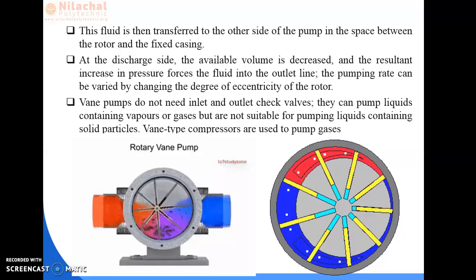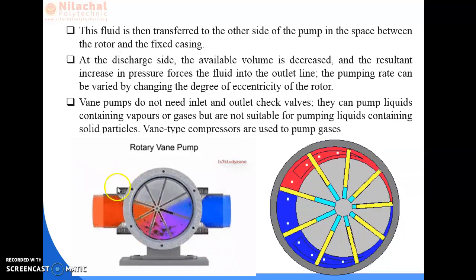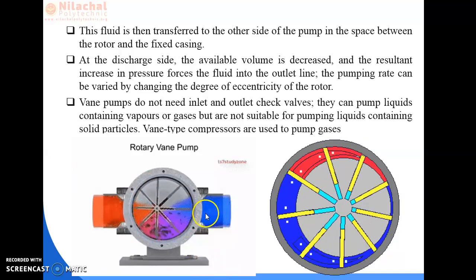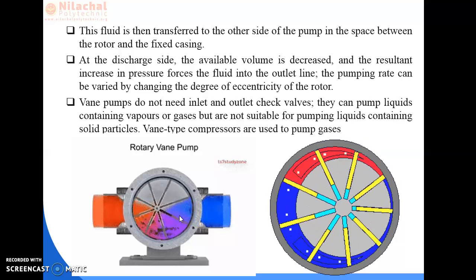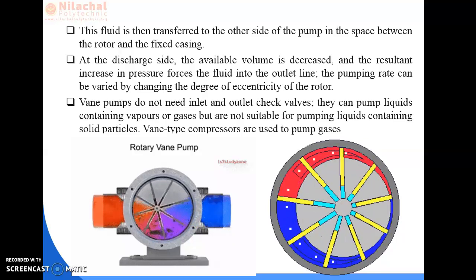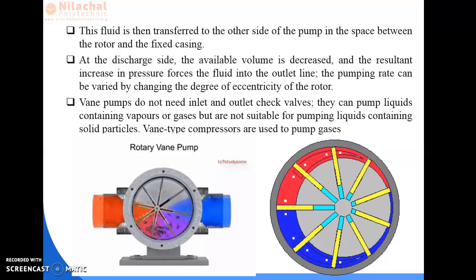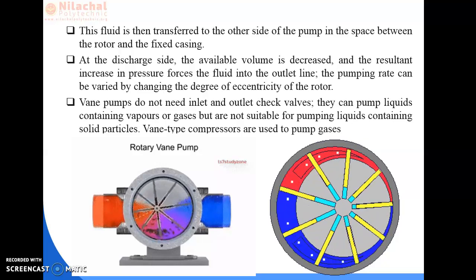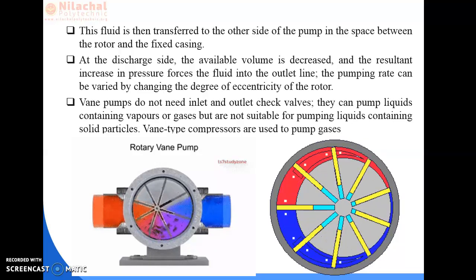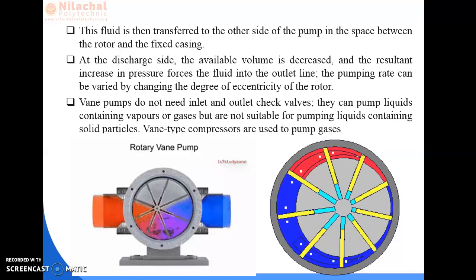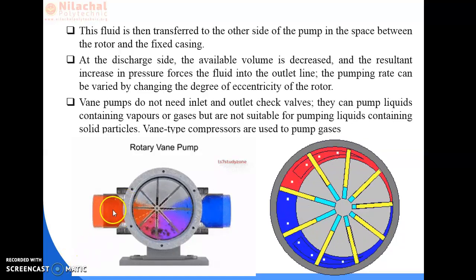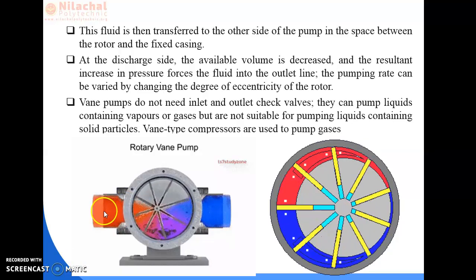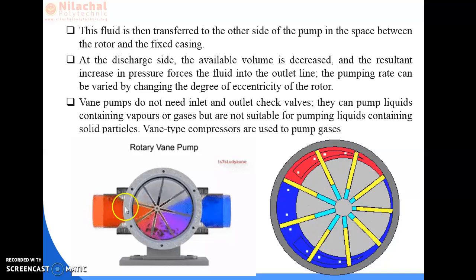casing. So while the liquid, of blue color, is entering at the inlet of the casing, due to the eccentric nature of the rotor, the pressure of the liquid increases due to the change in volume, due to which a high pressurized liquid is obtained, that is the orange color. In this way the high pressurized liquid can be used for any hydraulic system.